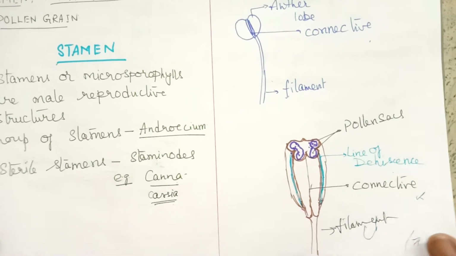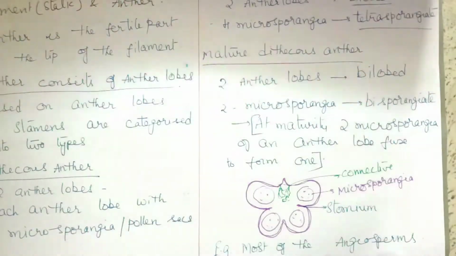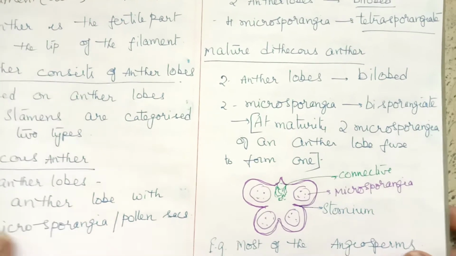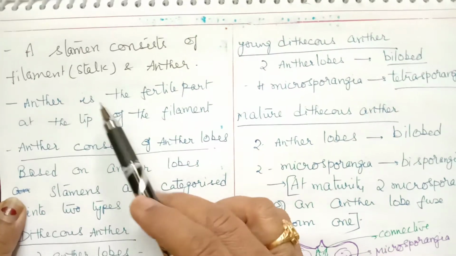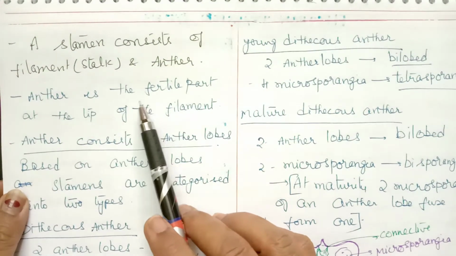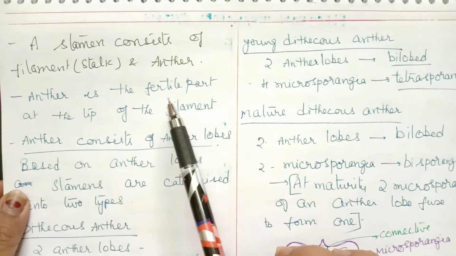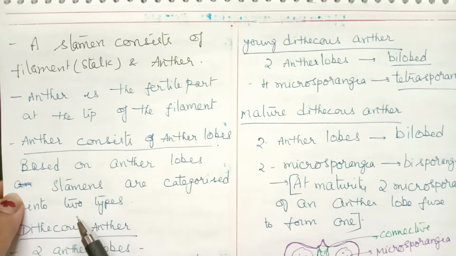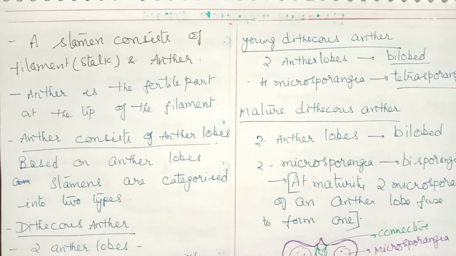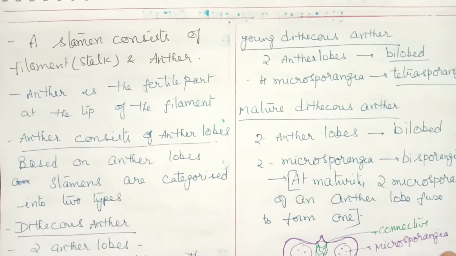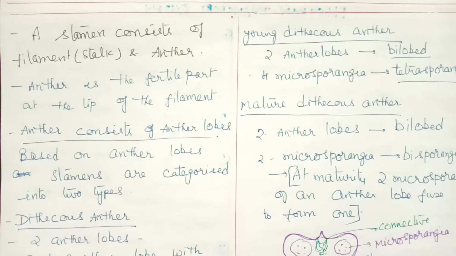Okay, now let us go through the other aspects. A stamen consists of filament, stalk, and anther, which I was just describing. Anther is a fertile part at the tip of the filament, and anther consists of anther lobes. And based on the anther lobes, stamens are categorized into two types.